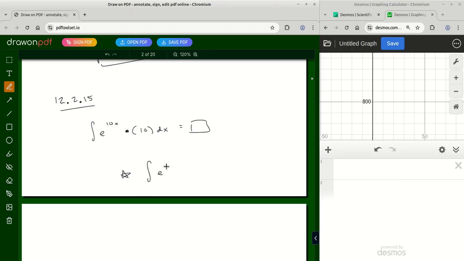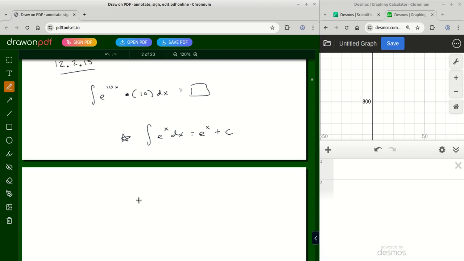And so the integral of e to the x dx is equal to e to the x plus c. Just like the derivative of e to the x is e to the x, same as the integral of e to the x is e to the x. But I don't have just that. I have something else. So I have to do a little bit more math now.